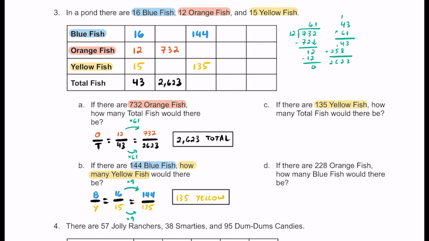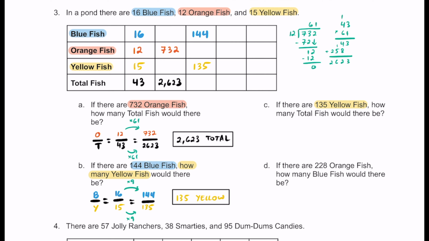Now for part C, it says, what if there's 135 yellow fish? How many total fish would there be? Now this one's actually really nice to kind of do right off of part B because we had 135 in part B, right? So here we have 135 again. Now if we can remember that 15 times this 9 got you 135, then we can actually use the same row here, or same column, and just say, let's do 43 times 9, right? So that would be really, really helpful just to kind of use that.